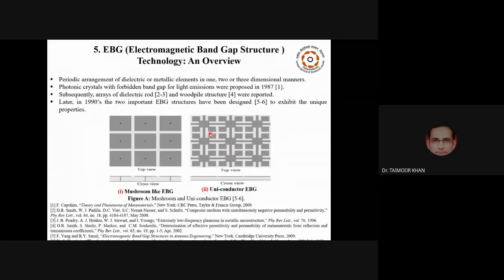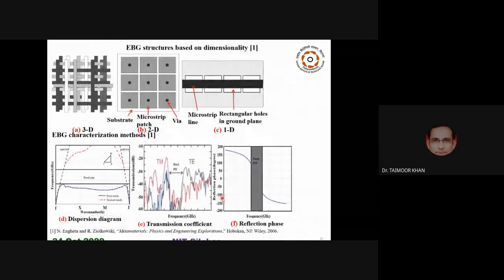Here, the uniconductor EBG structure. If you see this, the light shaded area is the dielectric, which is discontinuous in nature. Like you see this, one element goes up to here, then the second element is this one. But the dark shaded area has one single conductor in different shapes moving from one place to another place. That's why we call it the uniconductor EBG structure. The first one is the unidielectric EBG structure, and the second one is the uniconductor EBG structure.